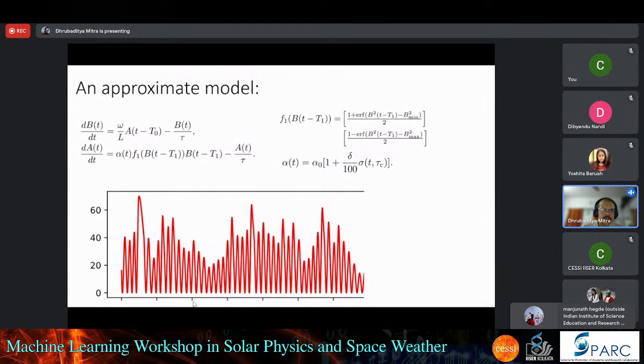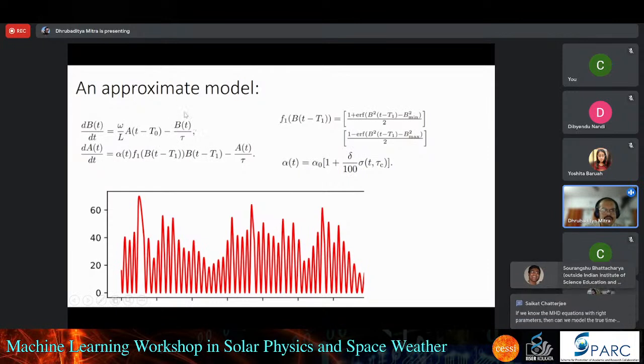Both of them are the toroidal components, or the phi components. So look at the top left equation, the equation of dB/dt, and you find that it has one term where B basically decays over a time scale tau.